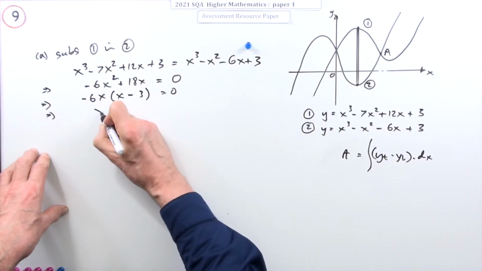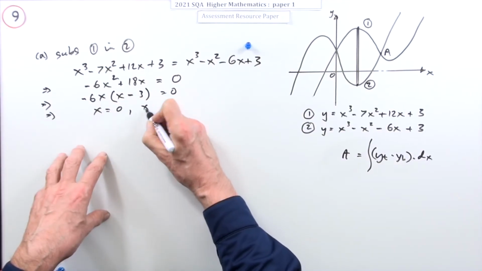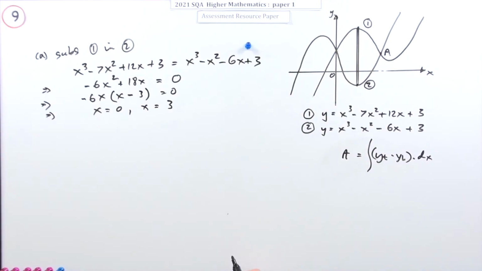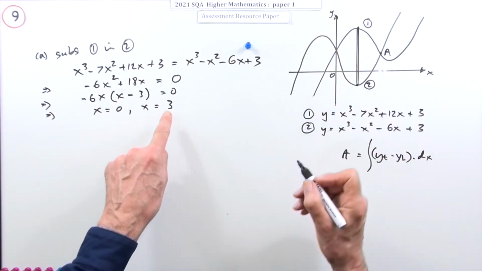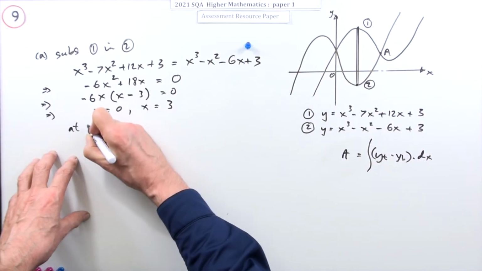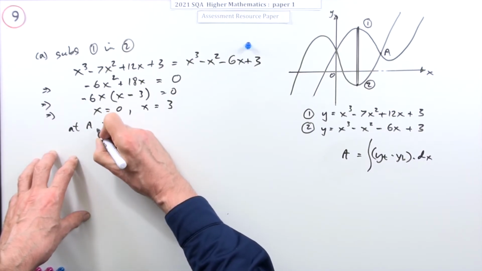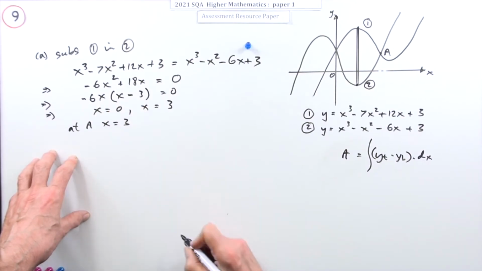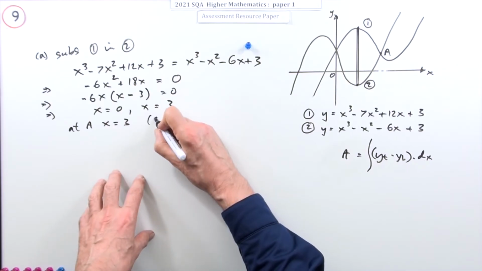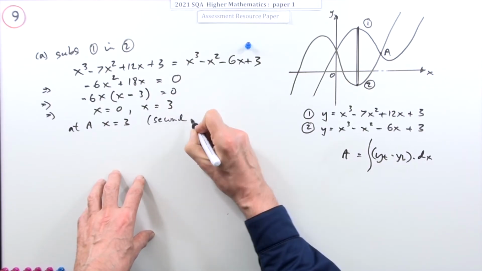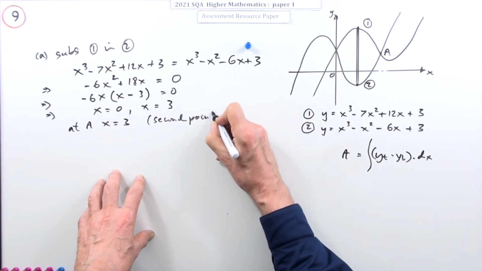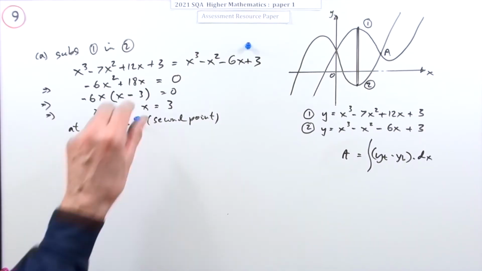Which means I've got two values. You've got x is 0 or x is 3. So when it says what's the x coordinate A, it must be the 3. So I'll just say that. At A, x equals 3. You can always give a reason, because it's the second point. So there's the first mark.